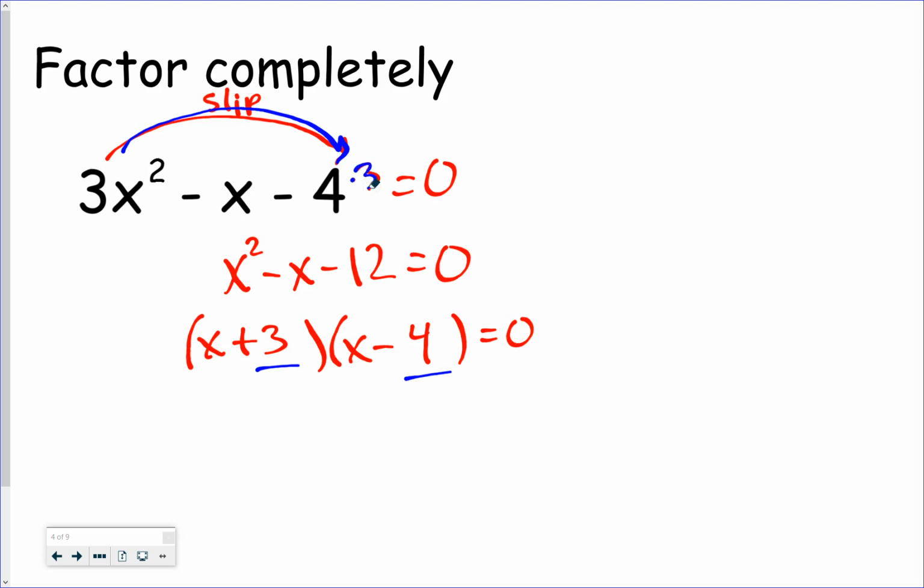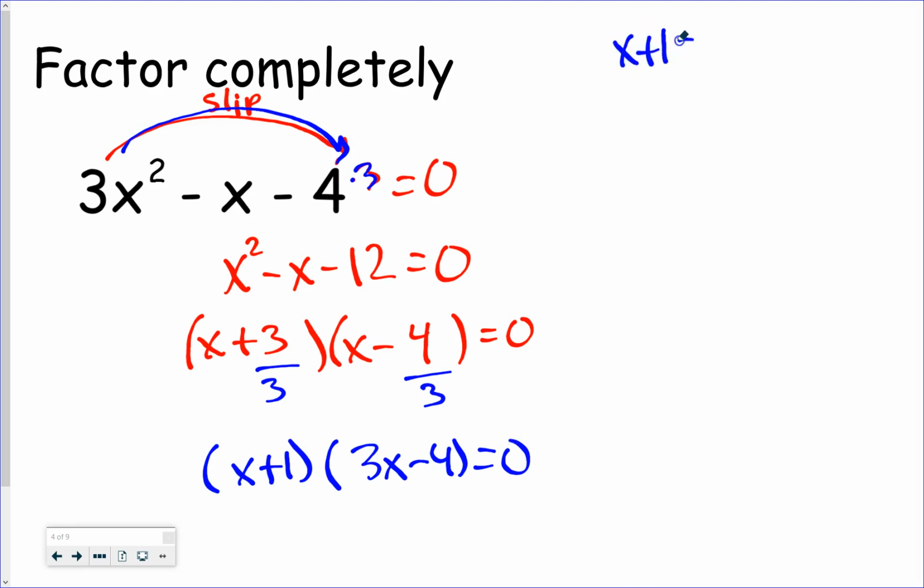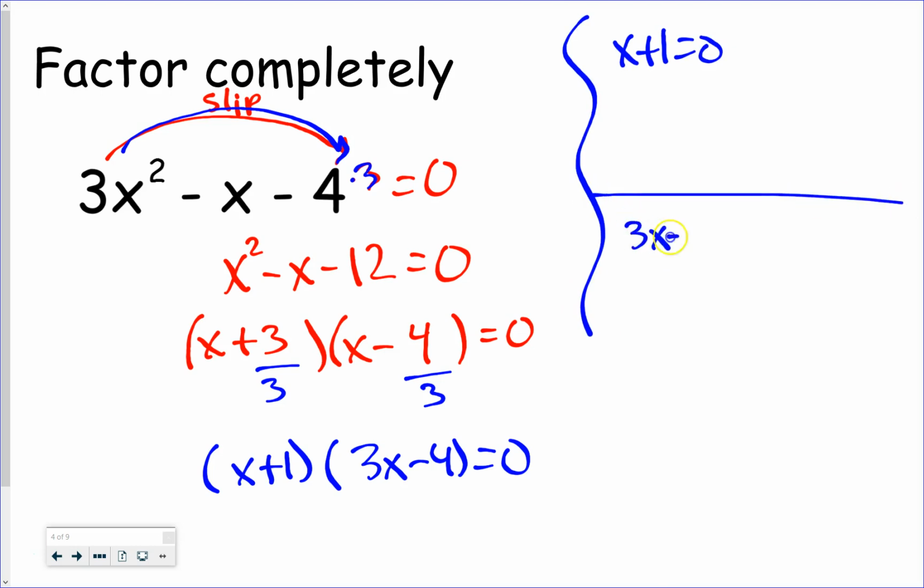A lot of people would have stopped right there and solved for x, like, oh, I'm done. No, you're not. You've got to finish the factoring process. So we're going to divide 3 out of each of these. Now my factors are x plus 1 and 3x minus 4. Now we make them equal to 0. So we're going to have x plus 1 equals 0, and 3x minus 4 equals 0.